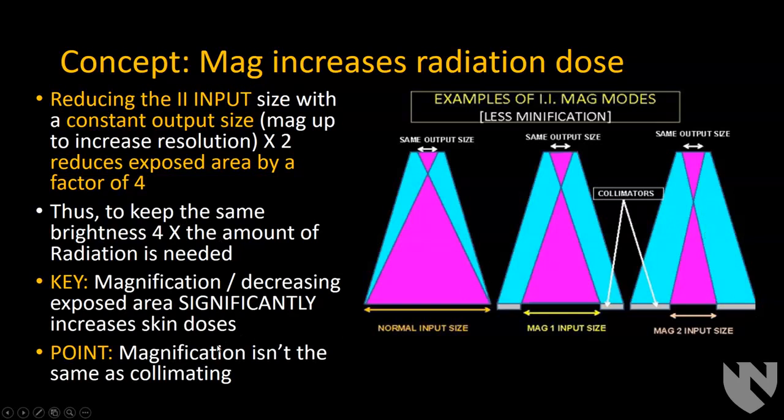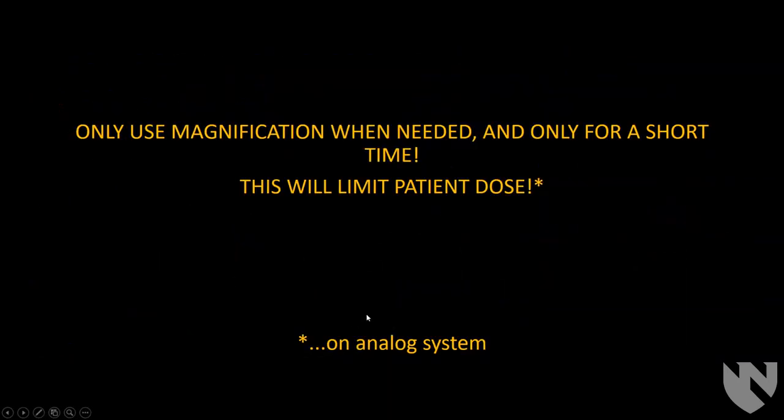And also, magnification is not the same as collimating. So if you don't make the actual image larger, but you just collimate, that does not increase doses. And so only use magnification when you need it and for a short period of time to limit the patient dose. And that's important on an analog system. On a digital system, that's not the same.